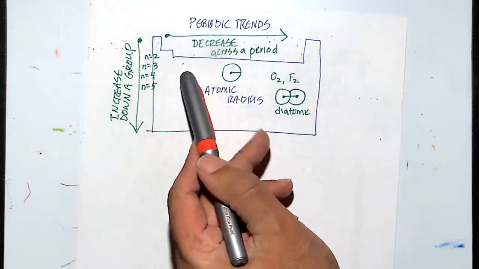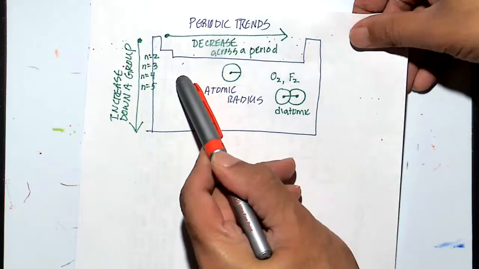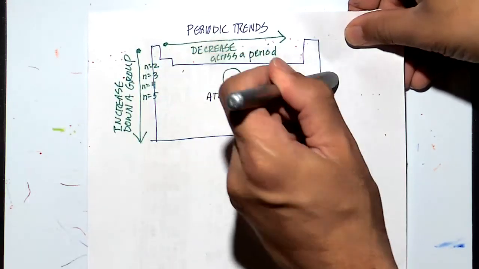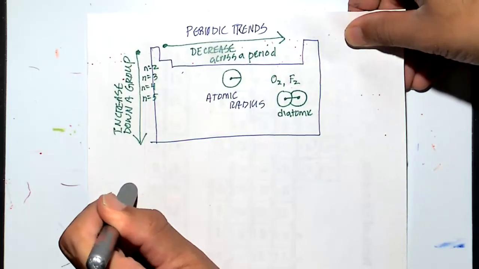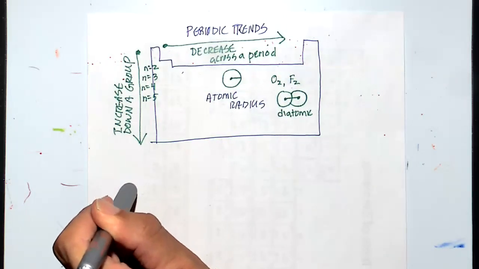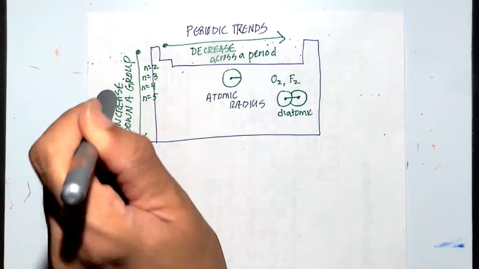Okay, so that's the reason why the size decreases as you go left to right. They decrease across a period. They increase down a group again because you're getting outer.